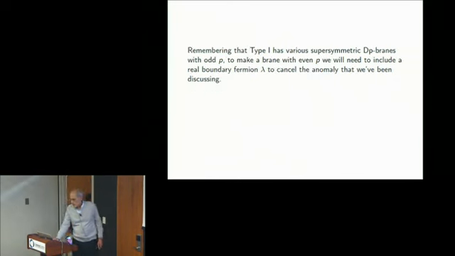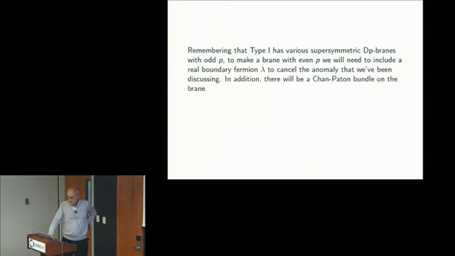Remembering that type 1 has various supersymmetric Dp branes with odd p, to make a brane with even p, we'll need to include a real boundary fermion to cancel the anomaly we've been discussing. Equivalently, since type 1 descends from type 2B, and what I just wrote here is true for type 2B, it's also true for type 1. We need an odd number of boundary fermions to cancel the anomaly. There will also be a Chan-Paton bundle on the brane.